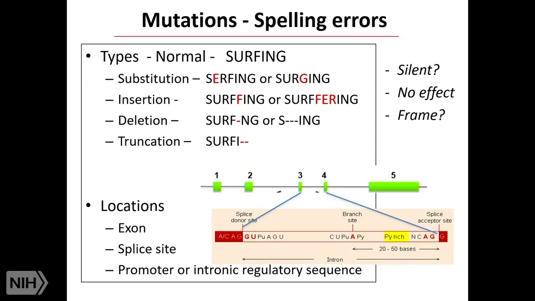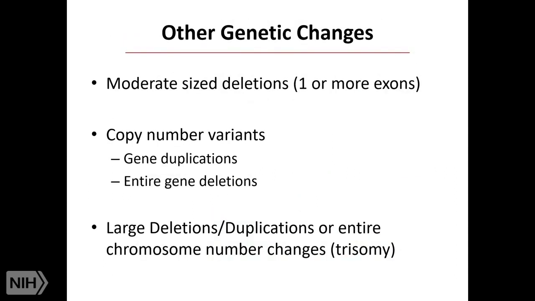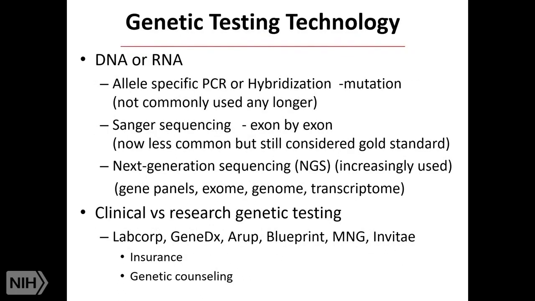All right, so what are some other genetic changes? Well, you could have deletions. You could have just a few exons removed, and we've found that in some of the diseases that we'll hear about later. You could also have copy number variants, in which you have entire genes that have been duplicated or entire genes that are just deleted. Or you can have really large deletions and duplications or entire chromosome changes as well. Different genetic technologies are better or worse at picking up these different types of genetic changes.